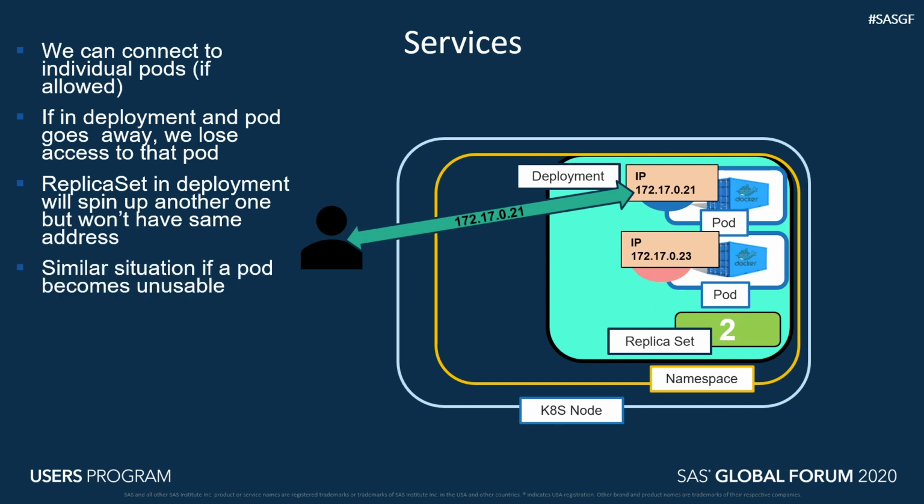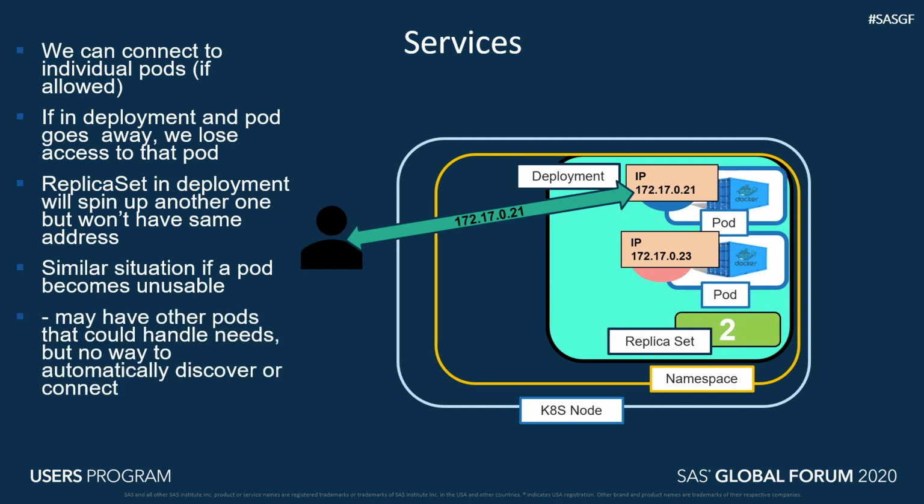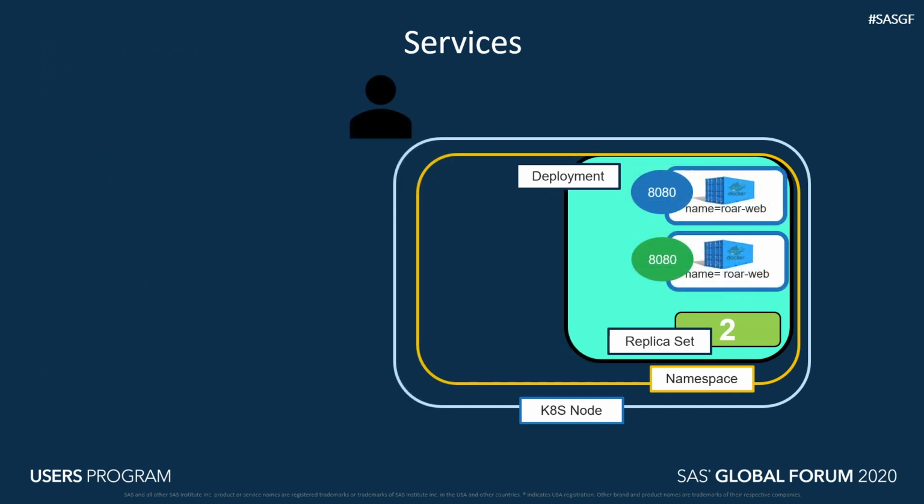But if a pod becomes unusable, if it gets into a state where it's not responding, for example, it may not have crashed, but it may not be responding either, or it may be stuck in some kind of situation where it is using up memory, those kinds of things, then Kubernetes can kill it off to protect the system. And so you can have other pods that can handle the needs, but there's no way to automatically discover or connect. You still have to do it manually.